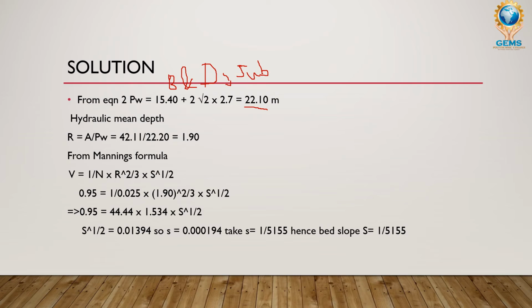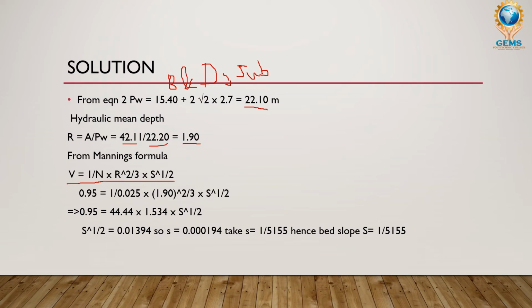And you know the hydraulic mean depth formula, that is R is equal to A by PW, which is a constant formula. And A, you know what is A, that is 42.11, and PW, the wetted perimeter, you know 22.10 that you have obtained from equation 2, and you get the value as 1.90. And this is the Manning's formula. Kindly make a note of it. This is an important formula. This may be asked in your exams.